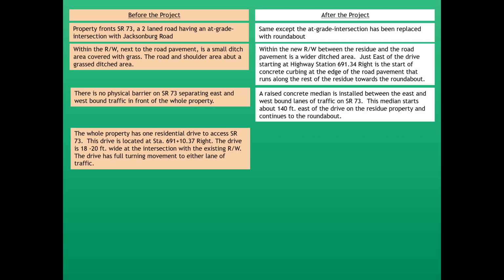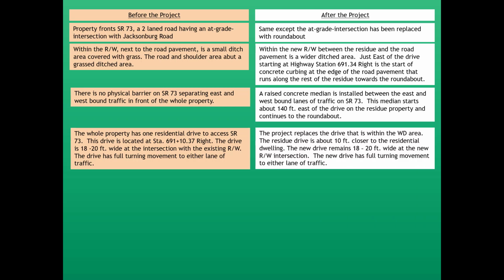Before the project, the whole property has one residential drive to access State Route 73. This drive is located at Station 691 plus 10.37 right. The drive is 18 to 20 feet wide at the intersection with the existing right-of-way, and the drive has a full turning movement to either lane of traffic.